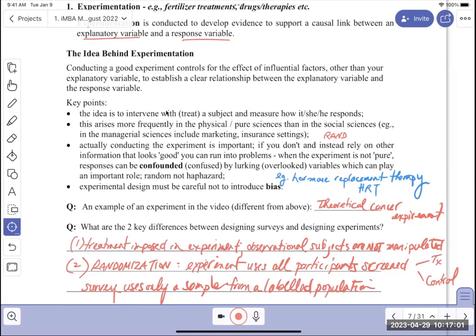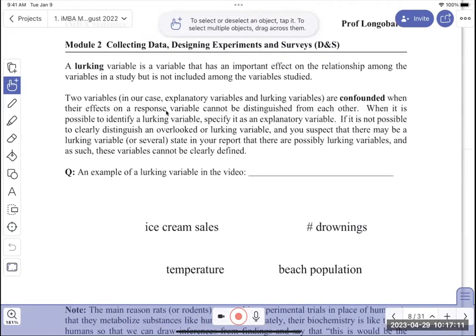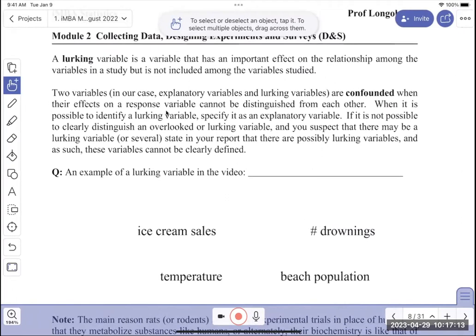So we're going to talk more about all this stuff in a bit. Okay, questions? Talk some about lurking variable and what was said there.